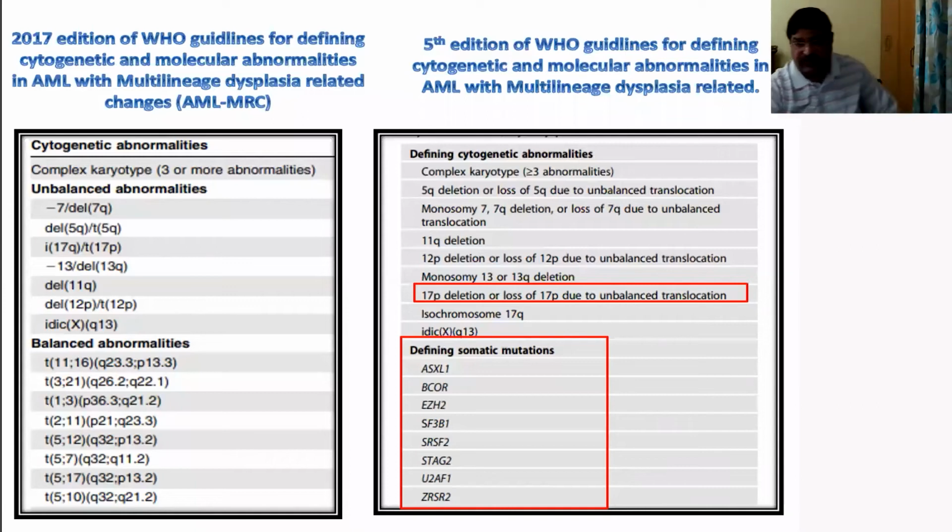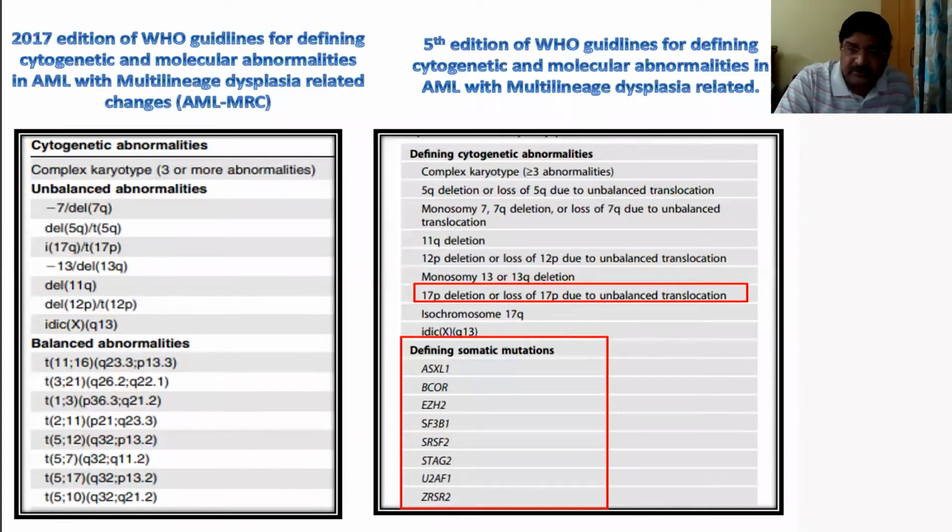Yes. Seeing these defining somatic mutations in the red box, you have a set of 8 genes: ASXL1, BCOR, EZH2, SF3B1, which is present in the refractory anemia with ring sideroblasts of olden days, and SRSF2, STAG2, U2AF1, and ZRSR2. These 8 genetic or molecular genetic abnormalities, if present, even without multilineage dysplasia, can be termed as AML with myelodysplasia related changes.